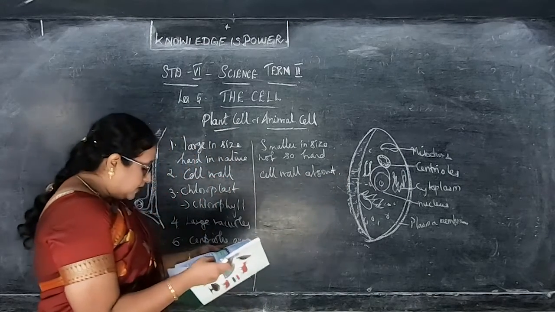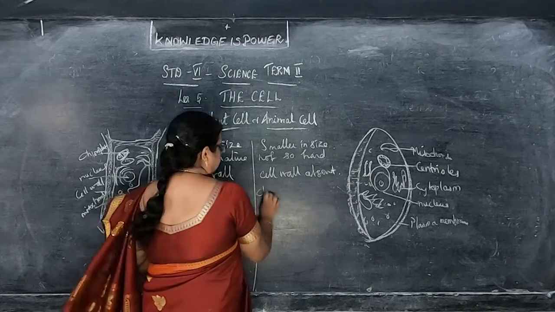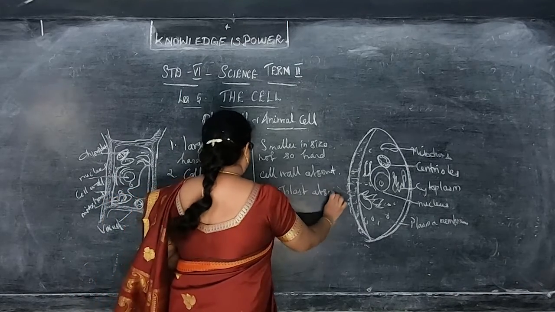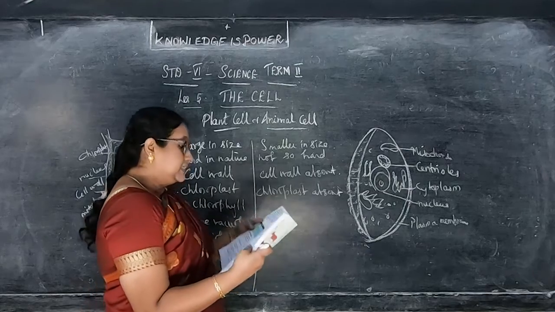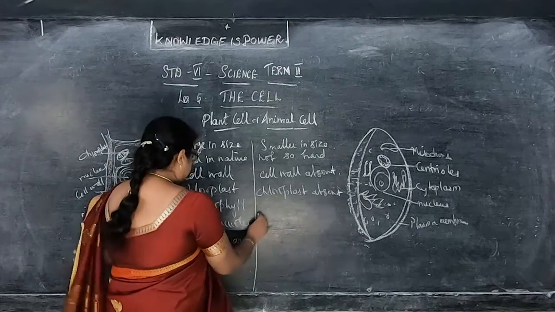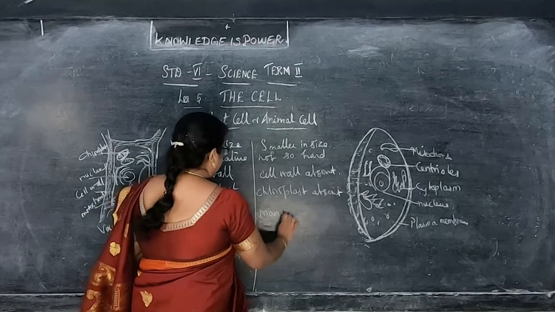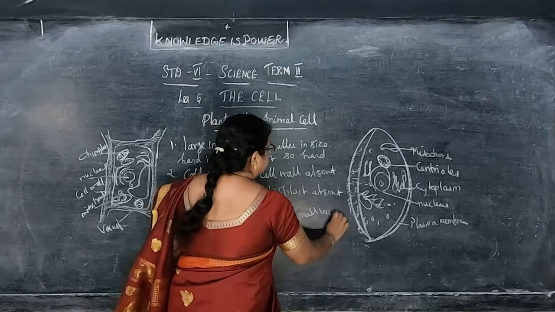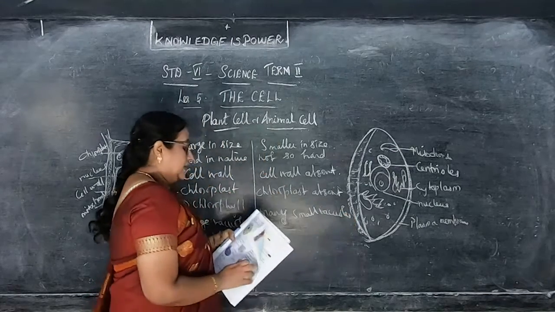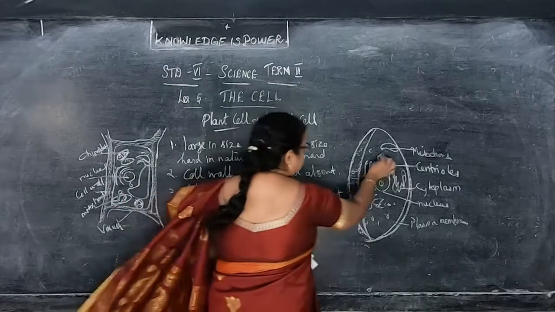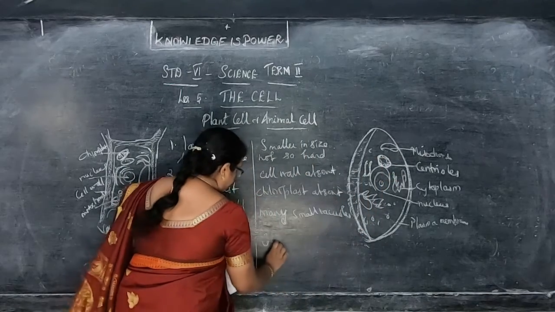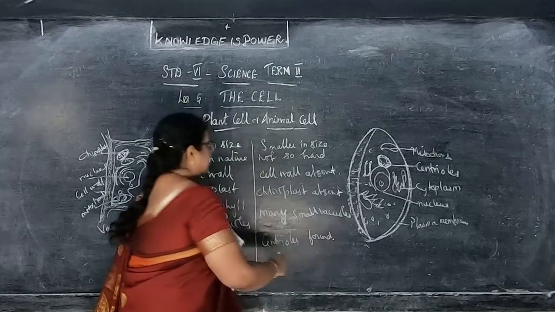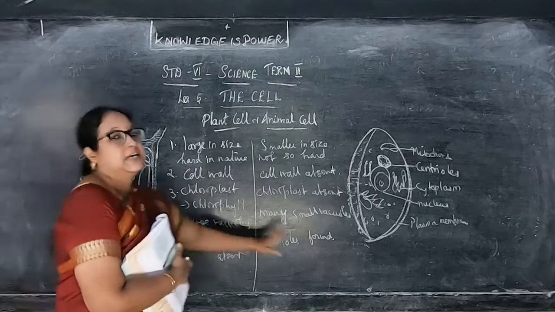In the same way, chloroplast is also absent. Then next, animal cells have many small vacuoles, while plant cells have large vacuoles. Okay, children. Next, centrioles are found in the animal cells. So there are 5 differences, children. Once again, I'll tell you, between the plant cell and the animal cell.